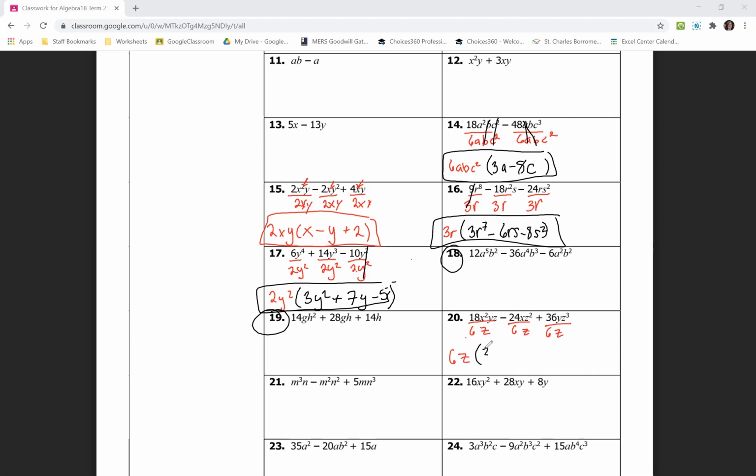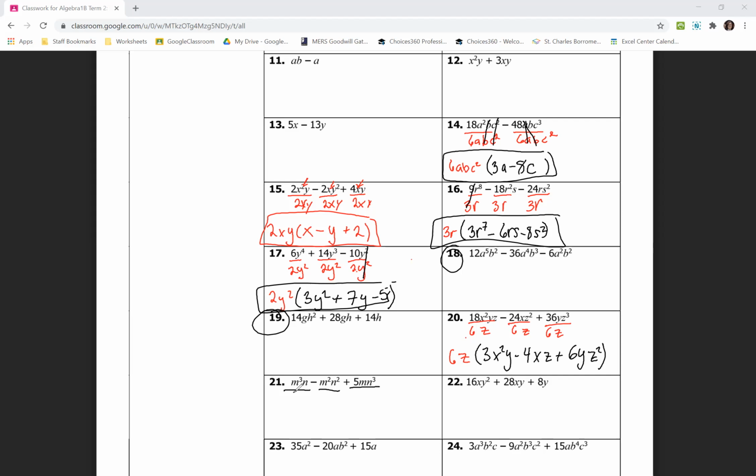And what will I be left with? 3x squared y, minus 4xz, plus 6yz squared. Okay, and as these are getting bigger, maybe you want to distribute to make sure that you're doing these correctly.